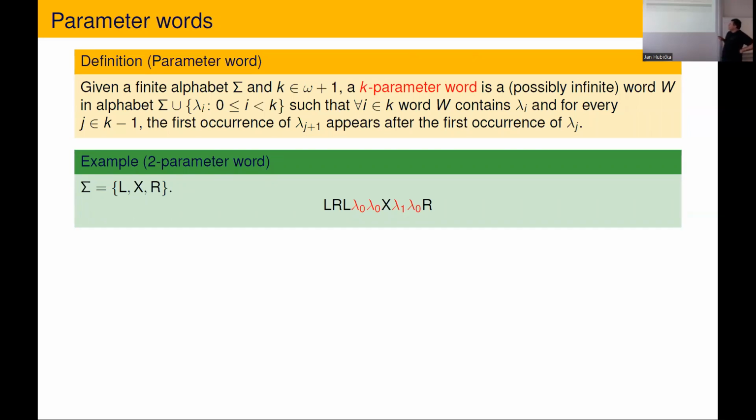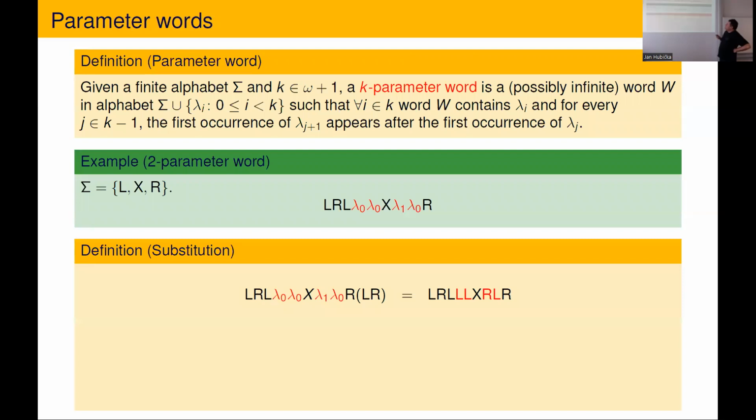A parameter word is something which is in a fixed alphabet. For me, the alphabet will always be something like this: L, X, R, 0, 1. And it has k parameters, so it means that it contains the symbols lambda 0, lambda 1. There is an additional condition that lambda 0 has to appear before lambda 1, and they have to appear before lambda 2. So the first occurrences are in order. If they are not, the theorem would not be right.